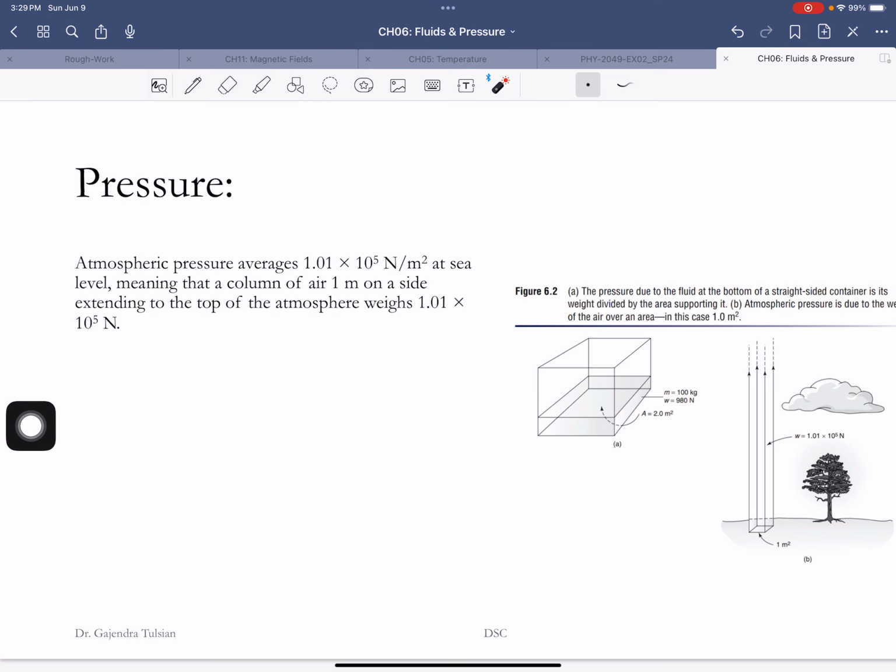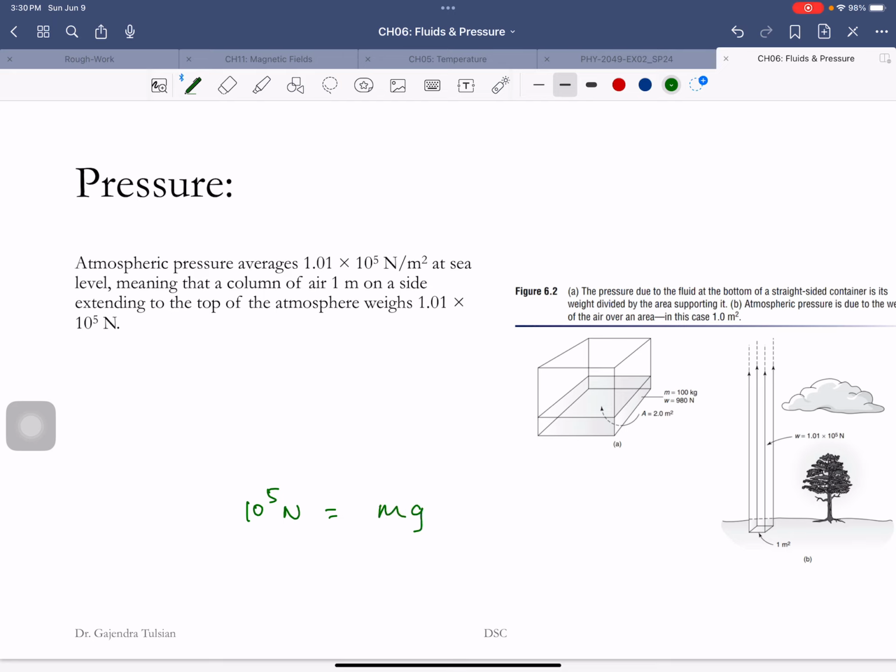Here's another useful way of thinking of pressure. This is atmospheric pressure, which is 10 to the power of 5 newtons per meter squared. And 1 meter squared is a little over 1 yard squared. This column of air all the way to space weighs 10 to the power 5 newtons. Here's a way to think about it.